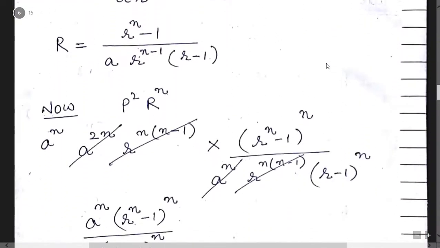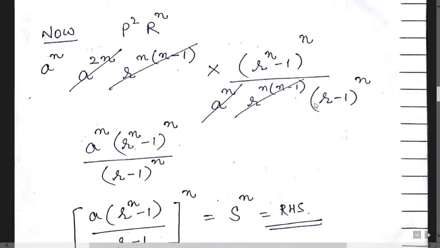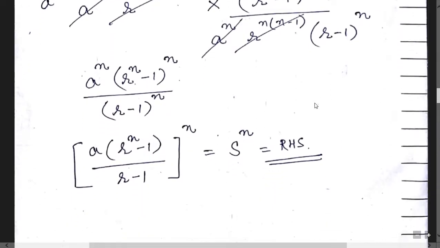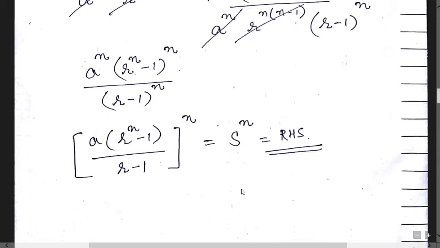Now insert the value of P square. P square is A raised to power 2n, R raised to power n into n minus 1. And what about R raised to power n? This value is there. And simply A raised to power n, when cancelled with A raised to power 2n, gives us A raised to power n. And the second value is R raised to power n into n minus 1. It cancels with each other. Now what is the answer? A raised to power n, R raised to power n minus 1 raised to power n divided by R minus 1 raised to power n. It's clearly S raised to power n. It's equivalent to the right hand side.